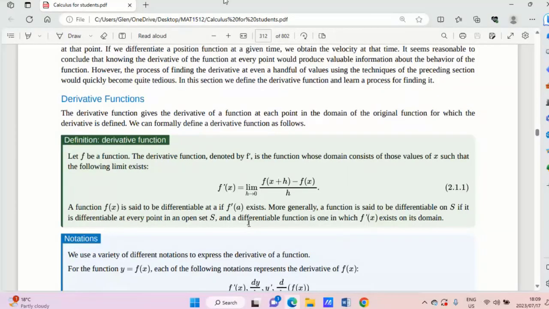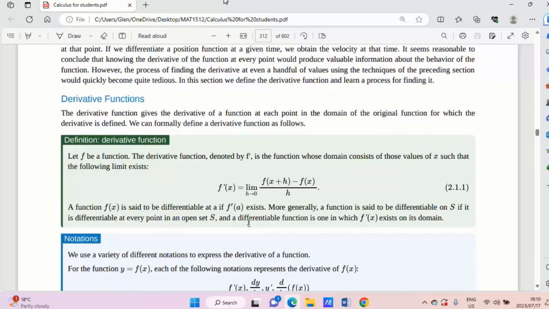Let f be a function. The derivative function denoted by f prime is the function whose domain consists of those values of x such that the following limit exists. f prime of x is equal to the limit of f, and even in matric or grade 12 it was defined like this: the limit of f of x plus h minus f of x all over h as h tends to 0.